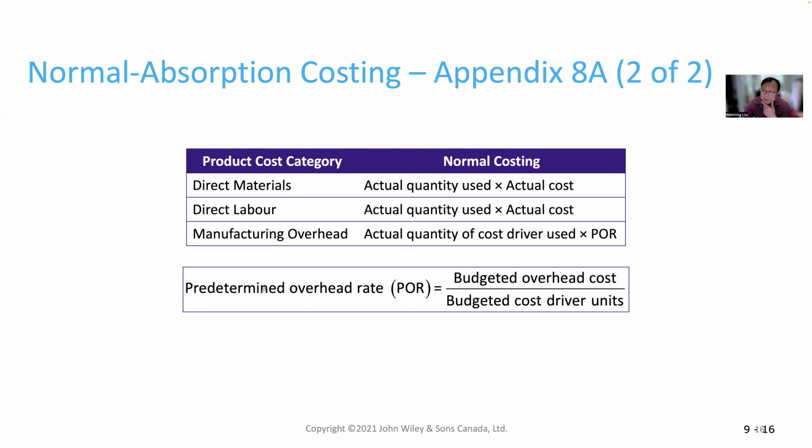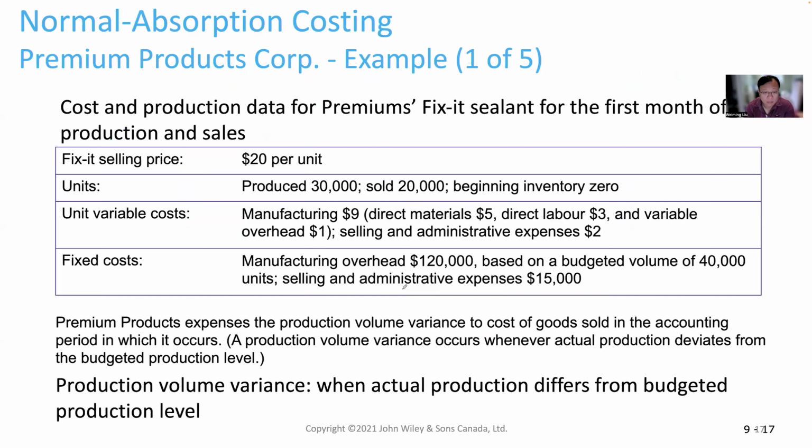So how do you know the predetermined overhead rate? That is the budgeted overhead cost divided by the budgeted cost driver units. So that predetermined overhead rate is based on the budgeted cost divided by the budgeted level of the cost driver. We're going to use one question to show the income statement calculations under normal absorption costing.